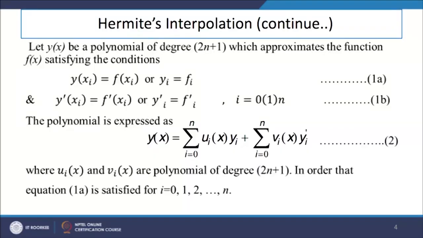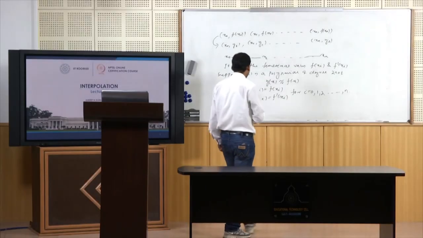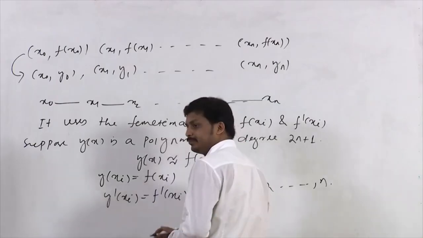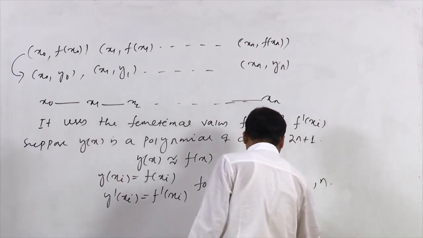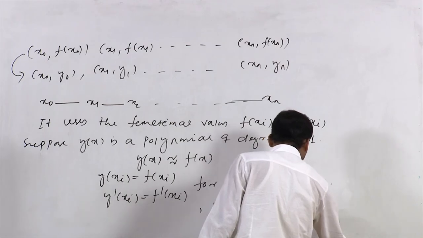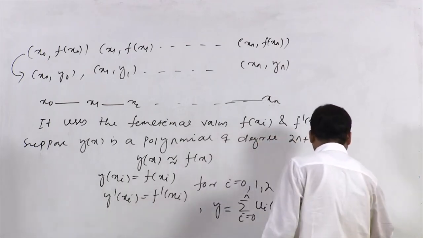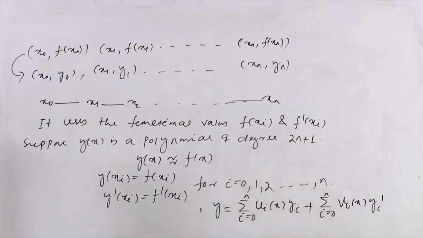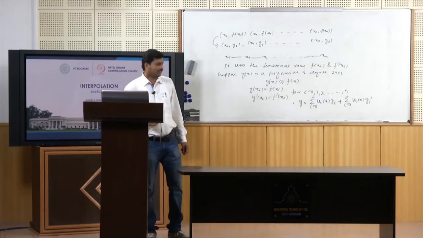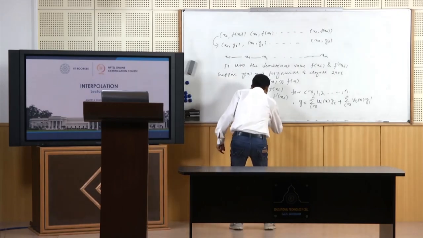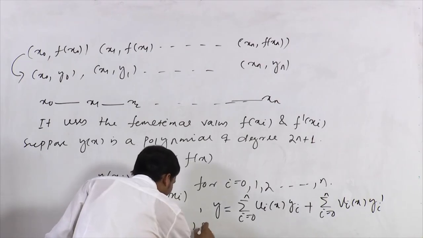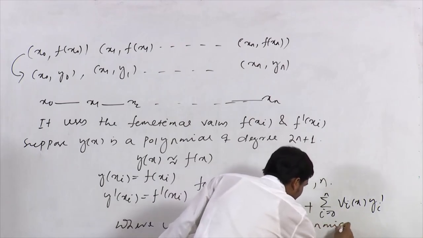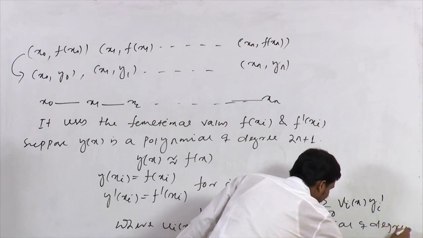If we want to express it in polynomial form, we can write this polynomial as y equals summation i equals 0 to n ui of x yi plus summation i equals 0 to n vi of x yi dash, where ui of x and vi of x are polynomials of degree 2n plus 1.